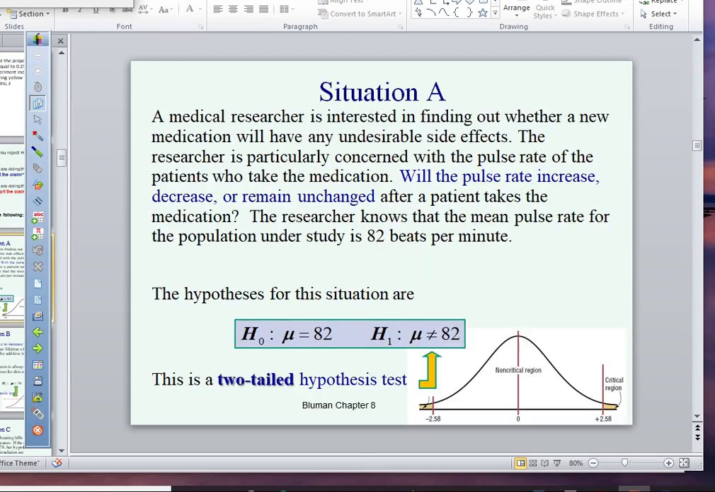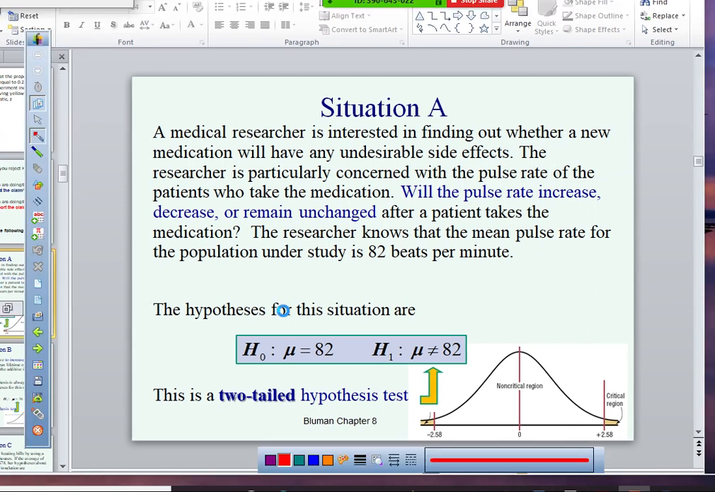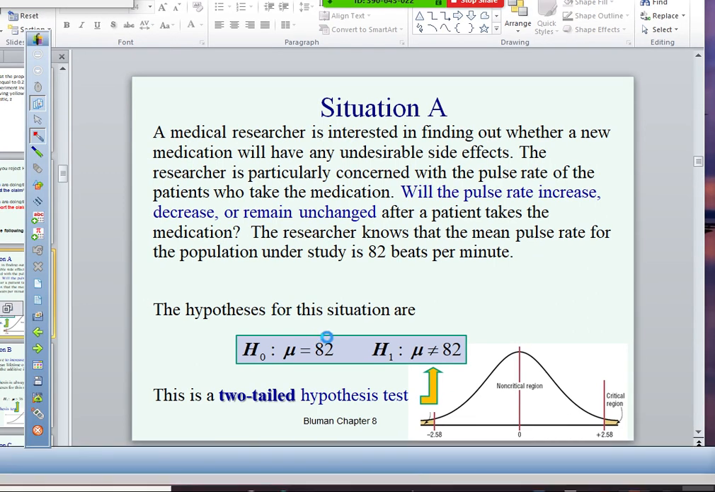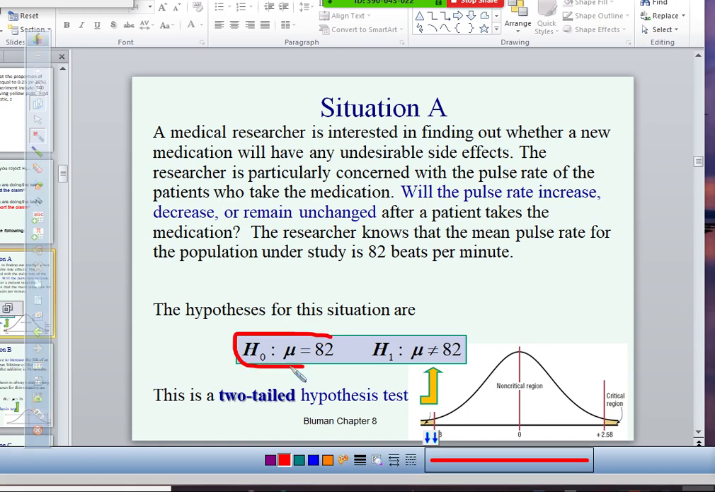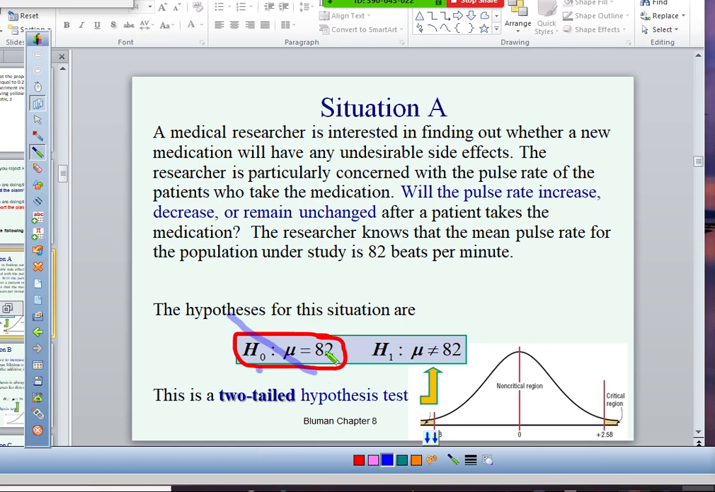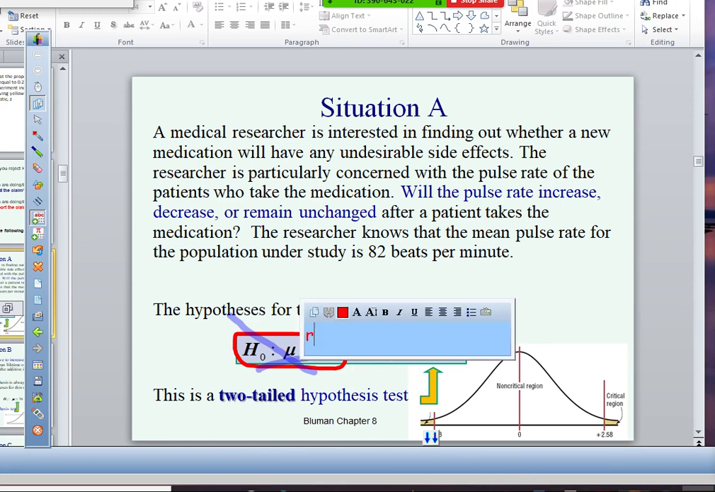So here's what I meant to do with you guys. My claim here was H naught. So if I reject H naught, what happens to my claim? If I reject H naught, then I reject my claim. Does that make sense for people? If I'm rejecting this, then I reject my claim.